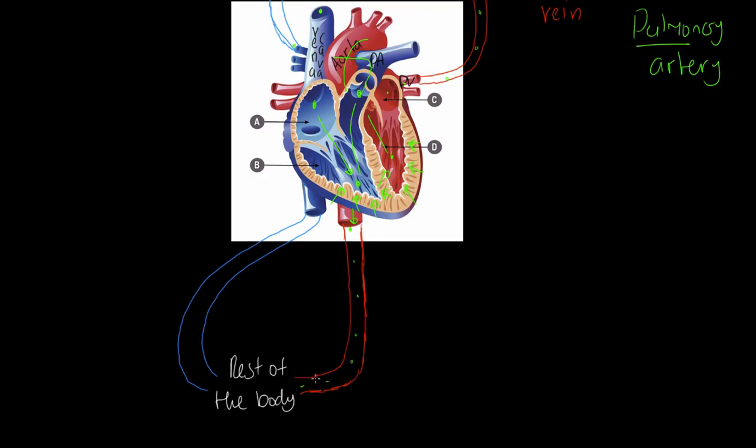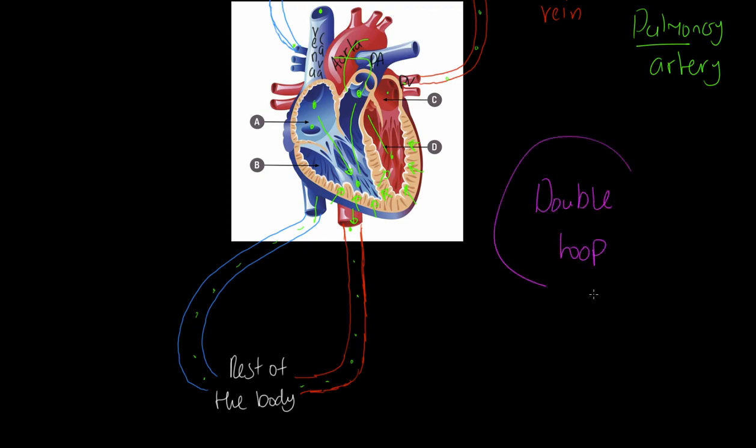Now, at the rest of the body, there's going to be more gaseous exchange, more diffusion. The oxygen is going to be delivered to the working muscles, for example. And then that blood cell is going to be returned back to the heart. And look, it's going to come up here and end up back where we started in the right atrium. So we can describe this system as a double loop.